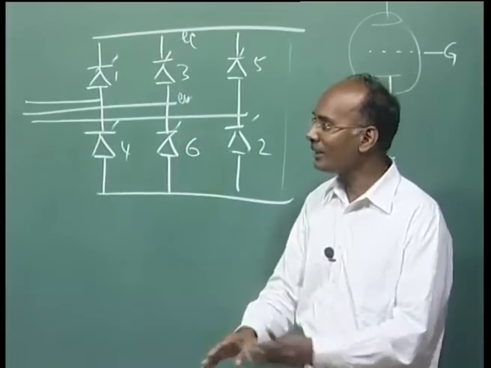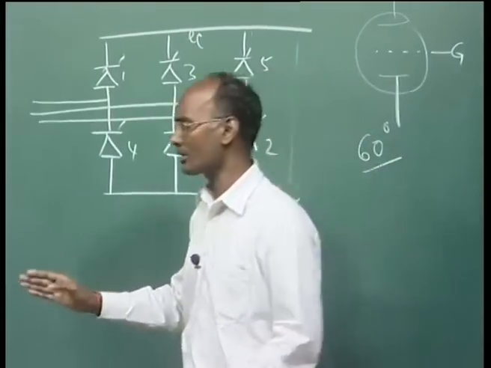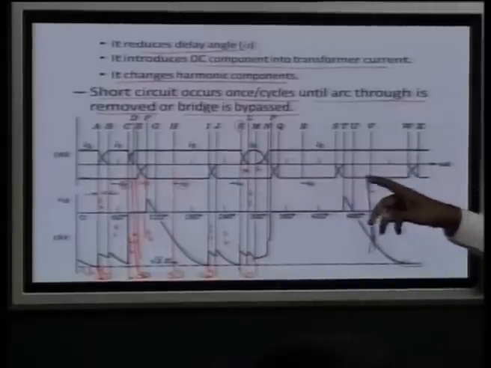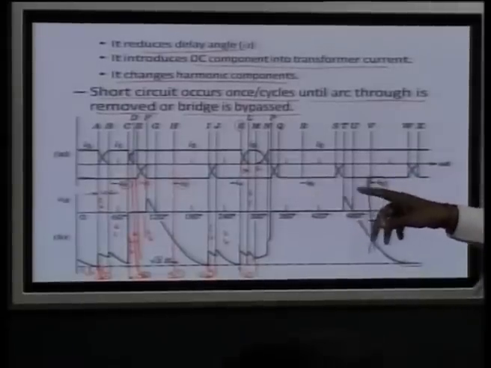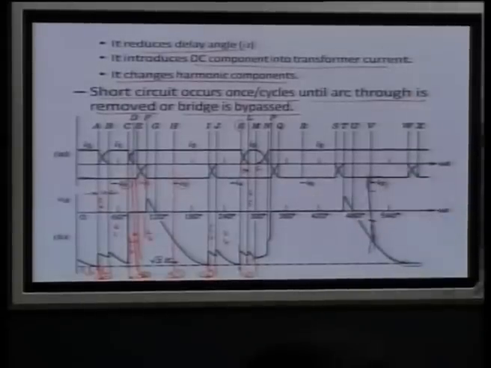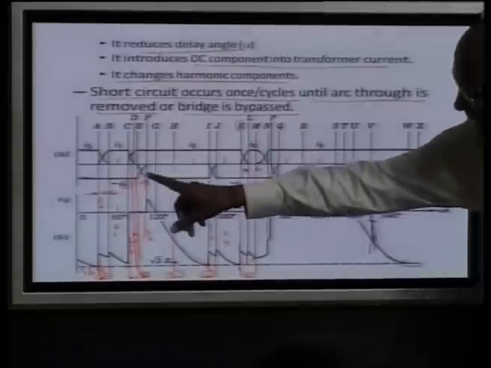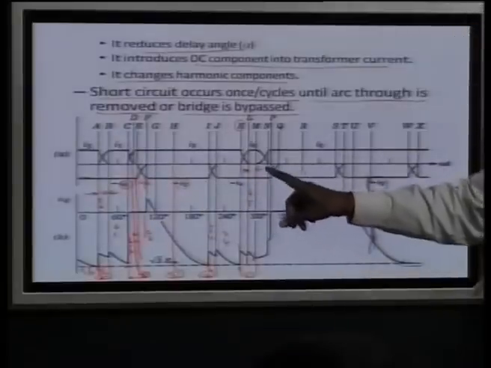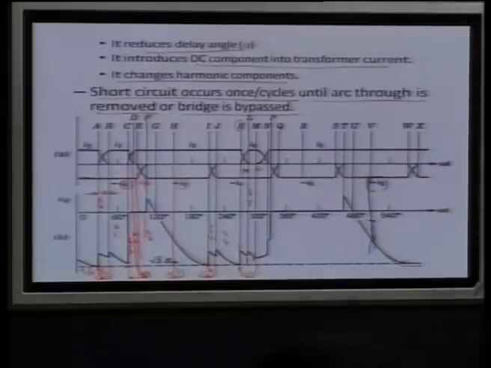If it is not conducting, then the whole process is cleared. You can see it continues, 4 5, then 5 6, then 6 1, 1 2 and so on, continuously, and it is cleared. But once it has occurred here, there is a possibility the same phenomenon may occur again, because here again the voltage across this is going to be positive.